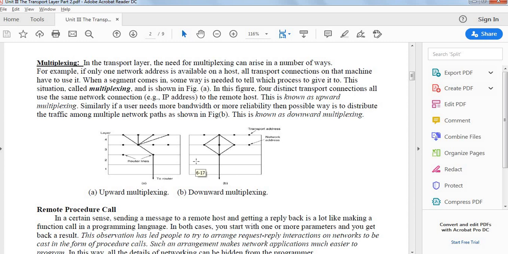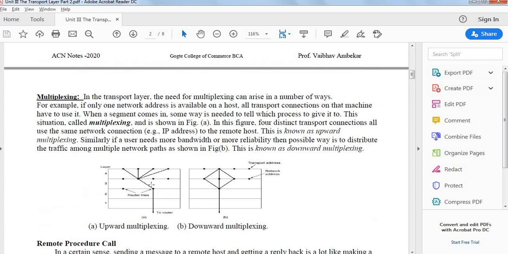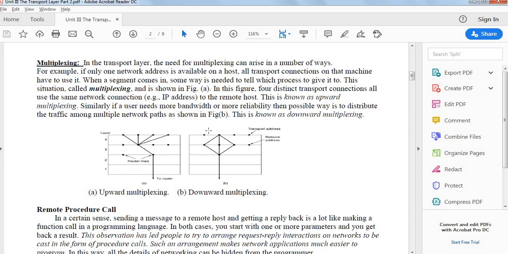You can get a 2-mark question: what is multiplexing, or what are the different types of multiplexing, upward and downward. You need to refer to this diagram and explain in brief. They may also ask for a difference. The basic difference is that in upward multiplexing, as we have seen, many distinct transport connections use the same common network. In downward multiplexing, to achieve more bandwidth, only one transport connection uses multiple network connections. That is one difference.